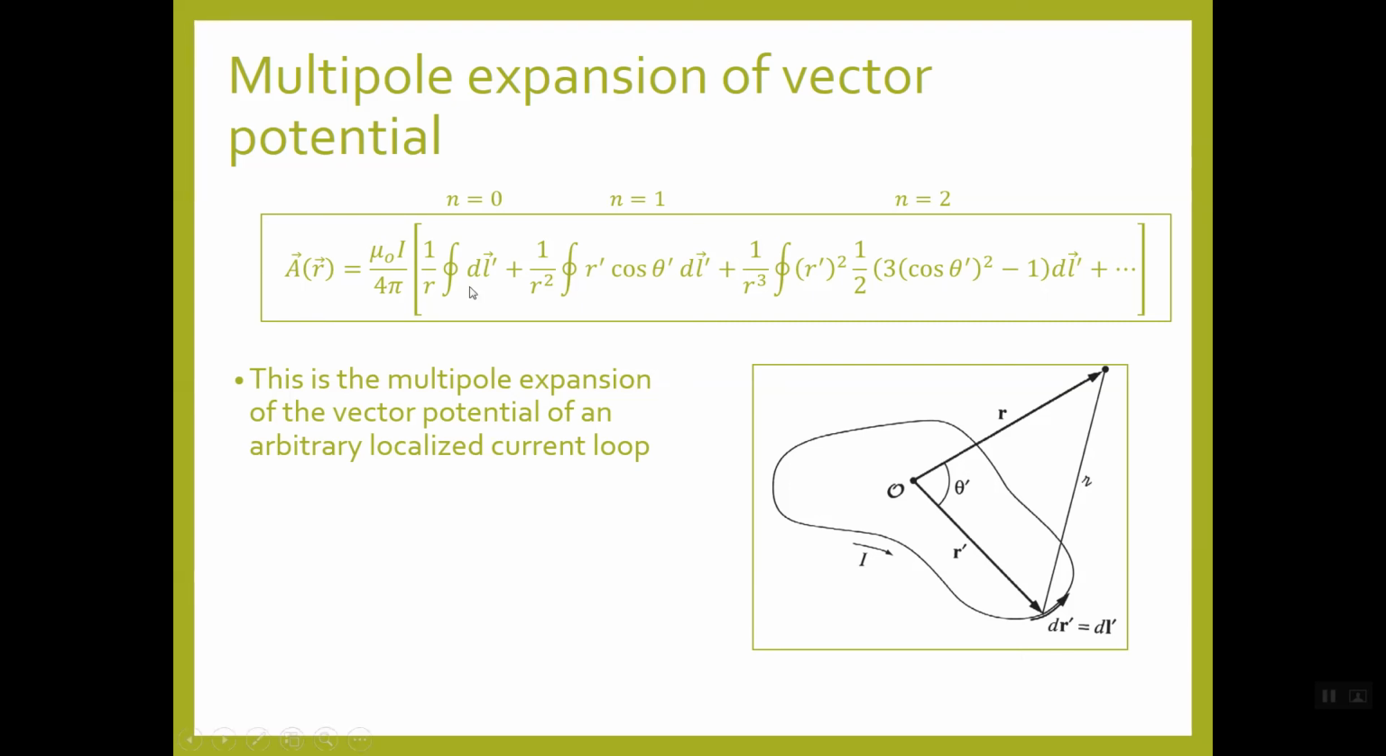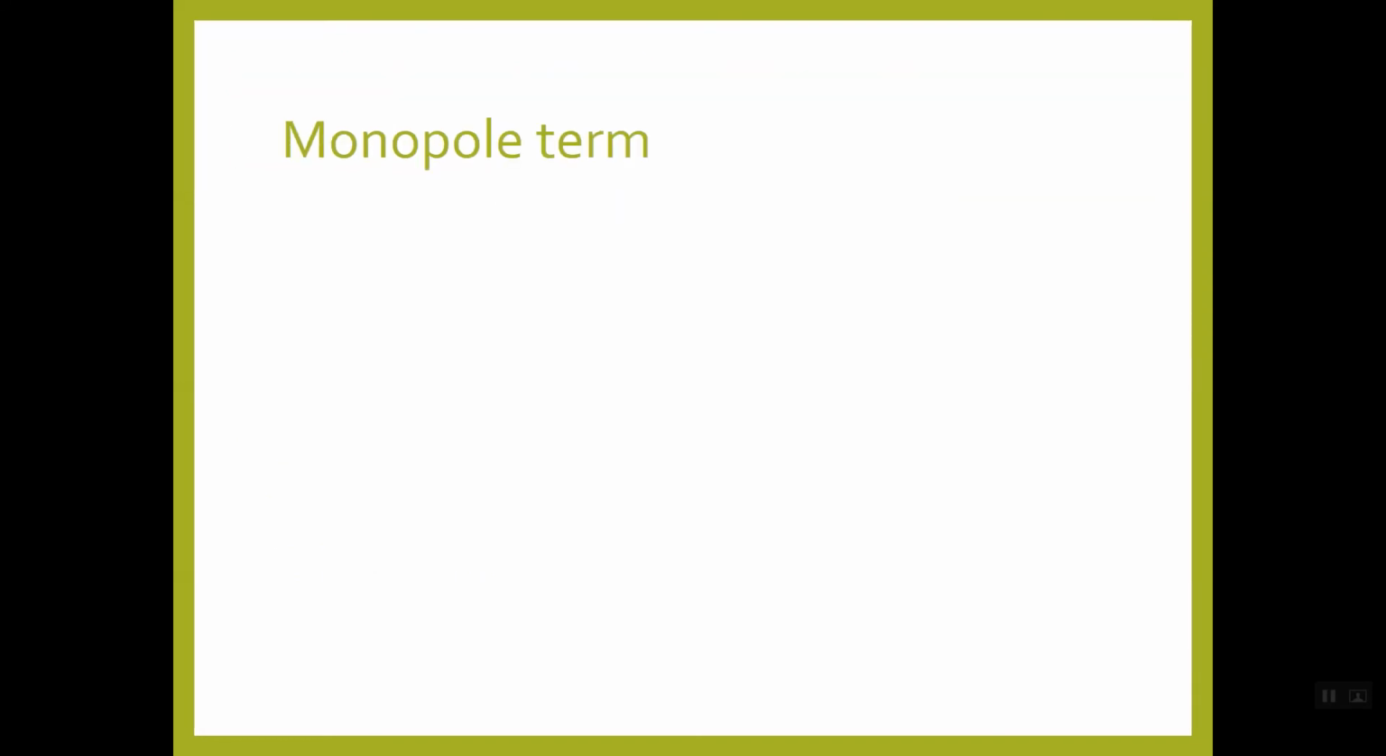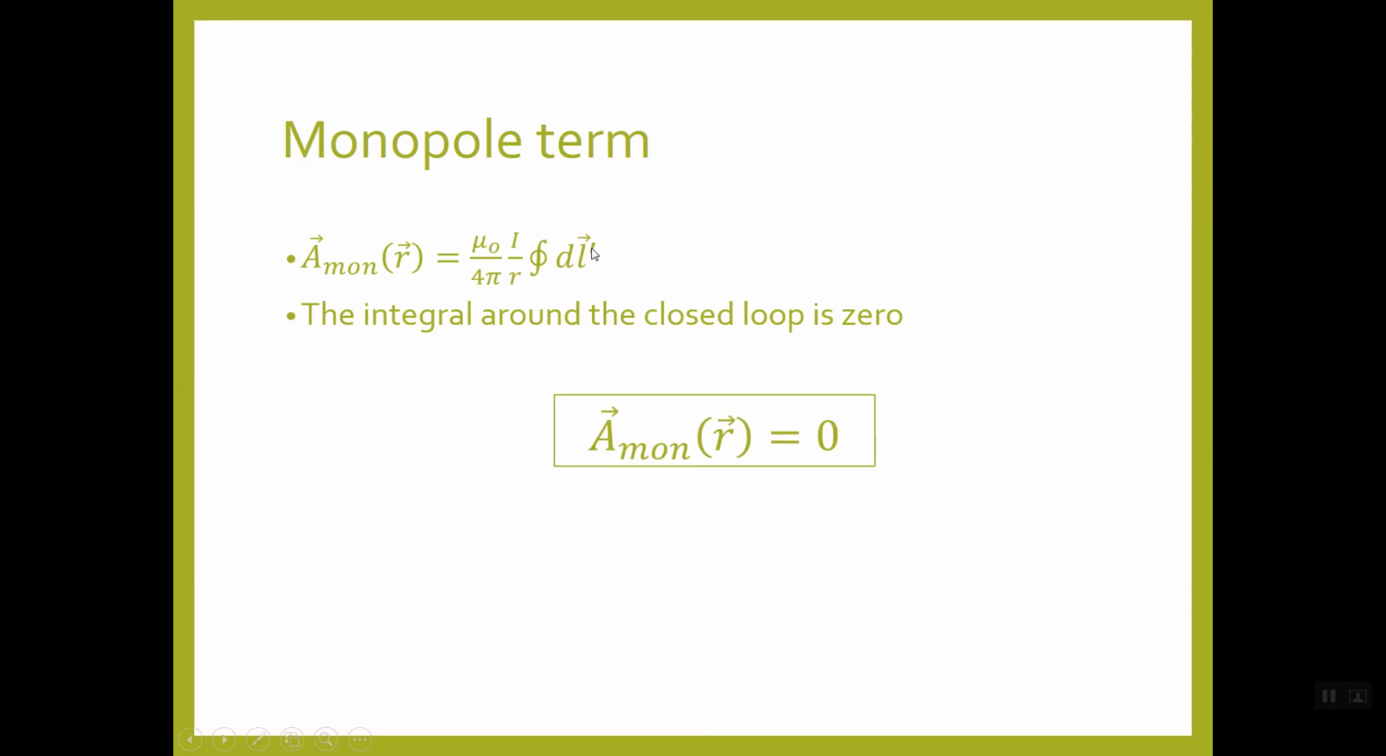The integrals here I'm doing around the loop. The n equals 0 term is called the monopole term, n equals 1 the dipole term, n equals 2 the quadrupole term. If we look now at the monopole term, this is just a line integral around a closed loop, so that's going to be 0. So the monopole term is 0.